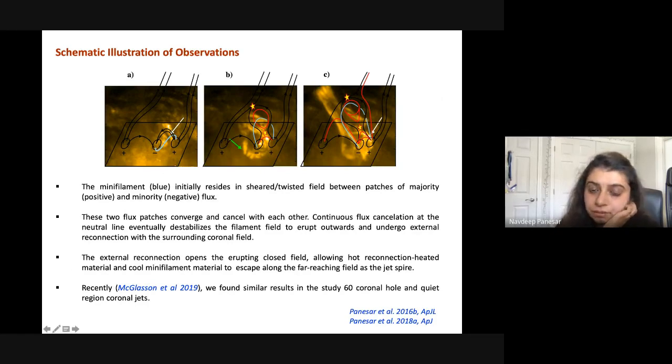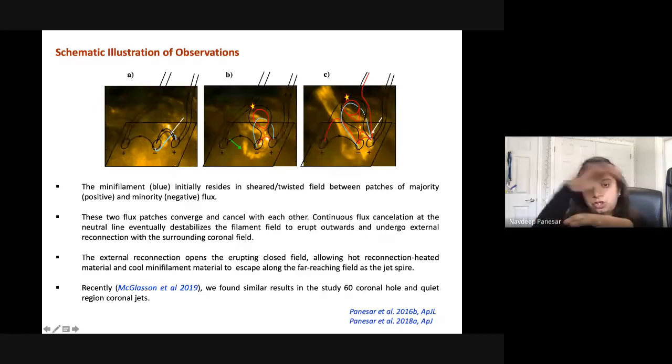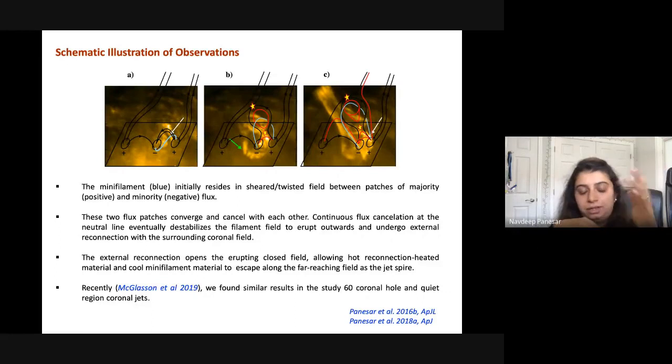If there is an ejective eruption, you see both brightenings, this jet-base brightening and the external brightening. If we have a confined eruption, you do not see these external brightenings, you only see this one. So the filament tries to go out, but because there is a strong capping field, it doesn't leave the solar surface. So this is the difference.